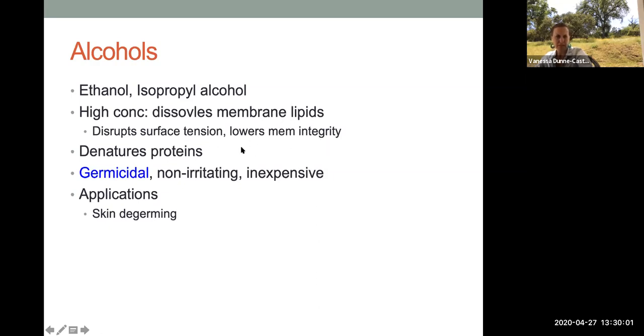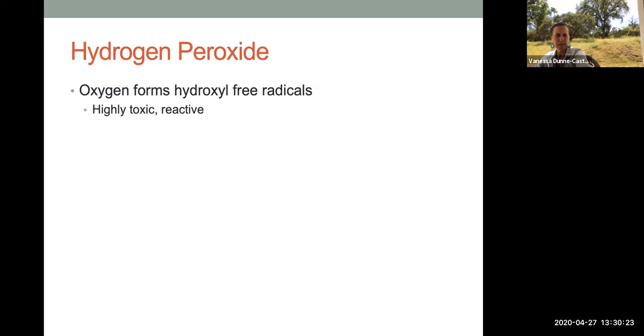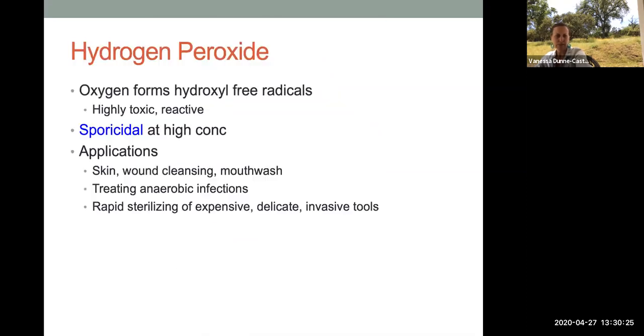It's not exactly a surfactant because it doesn't insert itself like we saw for chlorhexidine, but it does still interfere with membrane lipids and causes the disruption of surface tension, and can also denature proteins. This is non-irritating and inexpensive. It's really commonly used to clean wounds, but of course it has a high rate of evaporation. Hydrogen peroxide is used as a sporicidal at high concentrations.